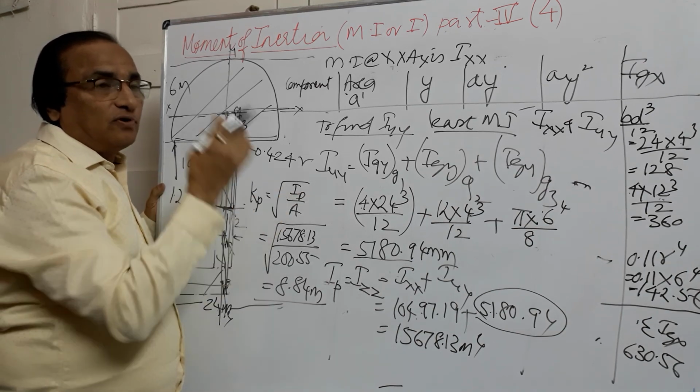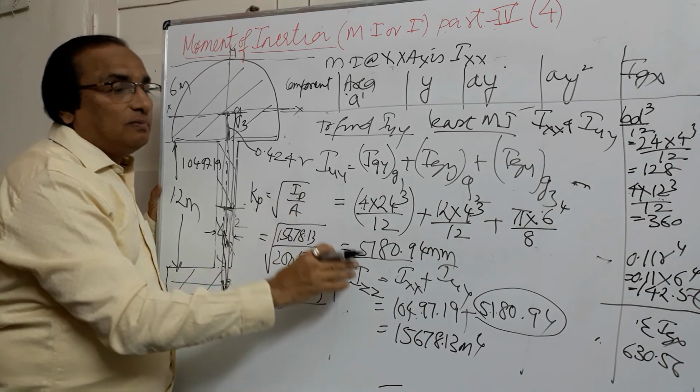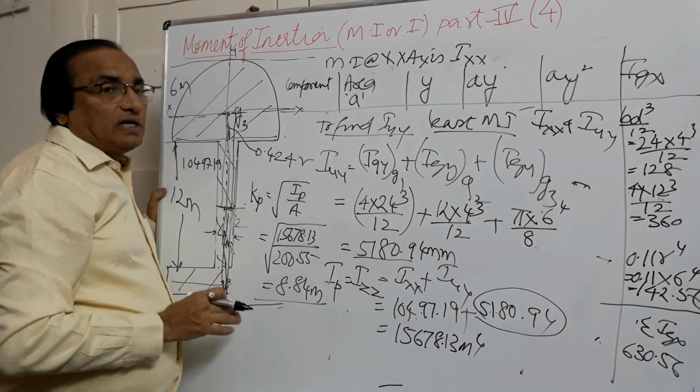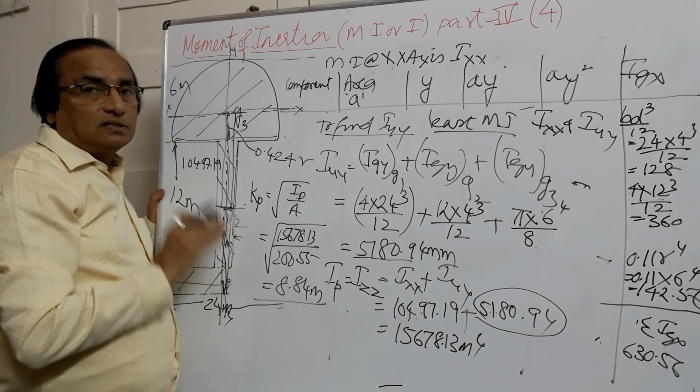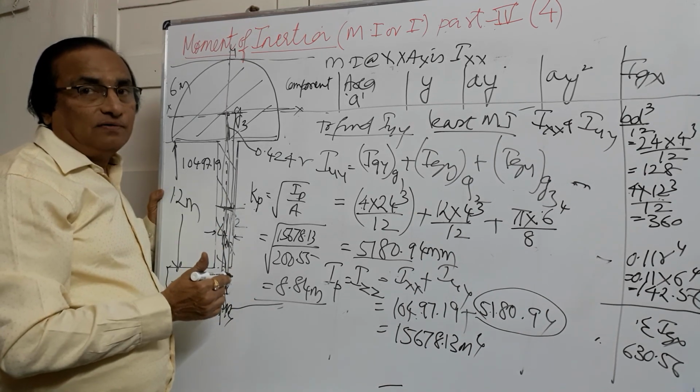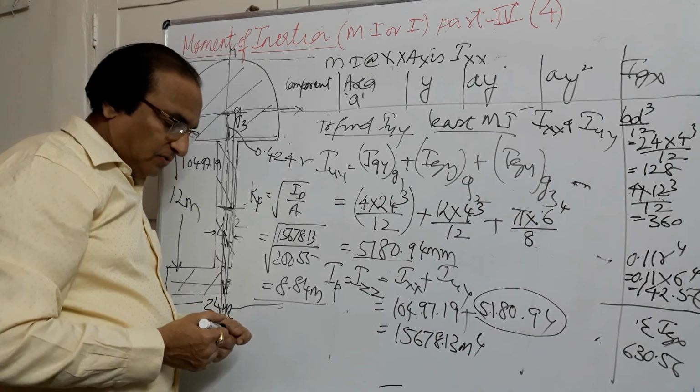So this will be for least moment of inertia. This will be for polar moment of inertia. This will be for polar radius of gyration. In all these, you will have to find out Ixx and Iyy. So this is one category of problem which we come across.